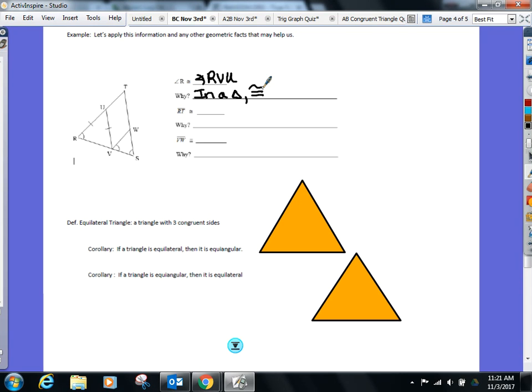What did we just prove here? 2 congruent angles. So good. Congruent angles are across from what? What did we find out all today here? In a triangle, congruent angles are across from congruent sides. There we go.